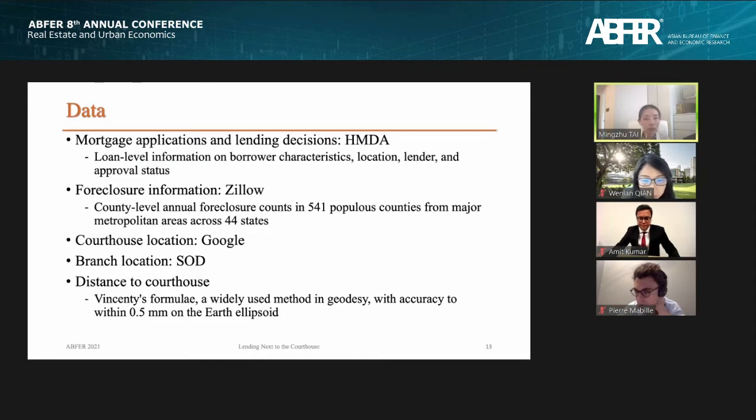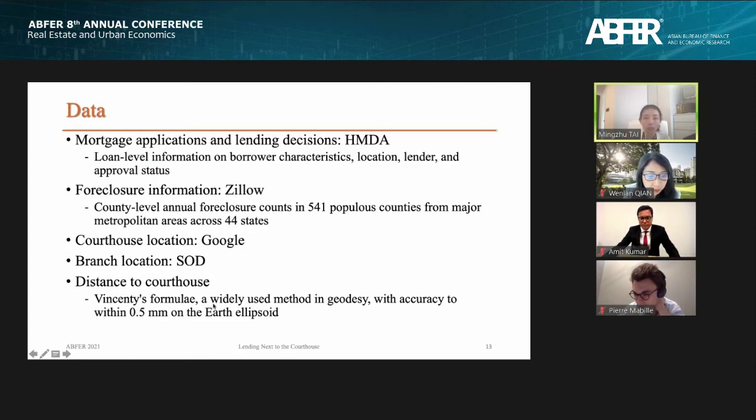We manually collect the courthouse location based on Google Map information. So we do some data scraping, and the branch location comes from the summary of the deposit data. We then calculate the distance between each courthouse and each bank branch using Vincenty's formula, which is a widely used method in geodesy. It can provide a very accurate measure for the distance based on the Earth's ellipsoid.